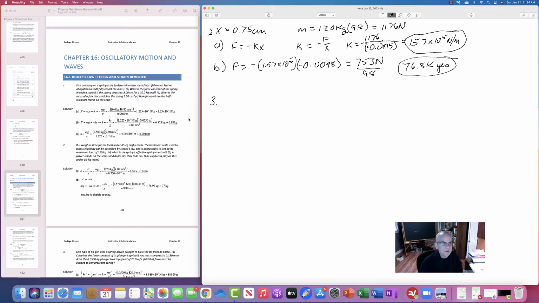Problem number 3 states, one type of BB gun uses a spring-driven plunger to blow BBs out of its barrel. Calculate the force constant of the plunger spring that you must depress, so x is going to be depressing 0.15 meters. And with that, you get a velocity. Well, wait a minute. First of all, the mass of the plunger is 0.0500 kilograms, and a velocity of 20 meters per second. So the question here is, what is the k of this spring in order to achieve this?